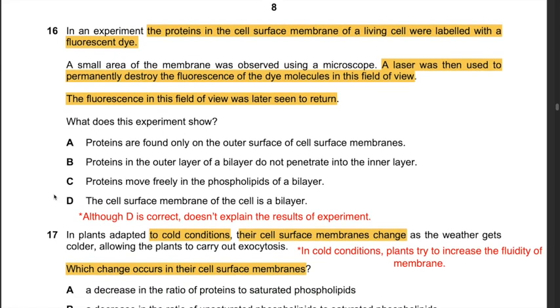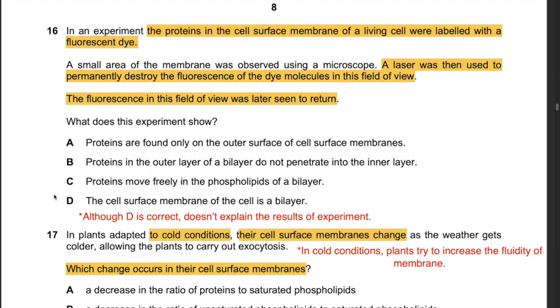Question 16. In an experiment, the proteins in the cell surface membrane of a living cell were labeled with a fluorescent dye. A small area of the membrane was observed using a microscope. A laser was then used to permanently destroy the fluorescence of the dye molecules in this field of view. The fluorescence in this field of view was later seen to return. What does this experiment show?